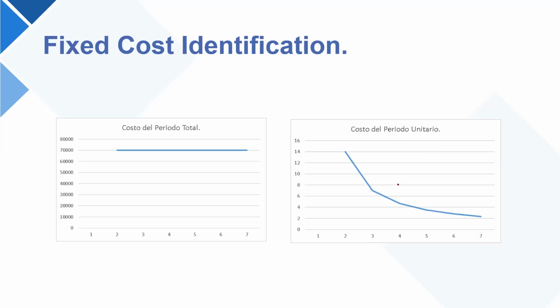Let's see it as graphs again. We have time and we have money. As you can see, in time, the fixed cost is always the same. It's the same value in the total cost. But in the unit cost, the fixed cost moves with production. As time goes by, if your fixed cost remains the same, you have a lower and lower unit cost.